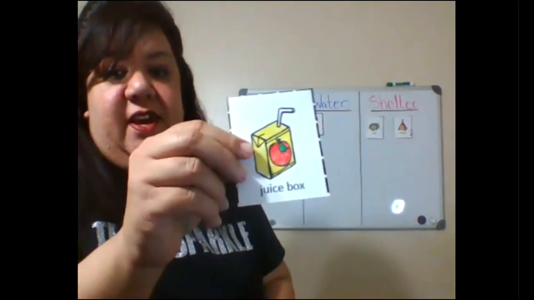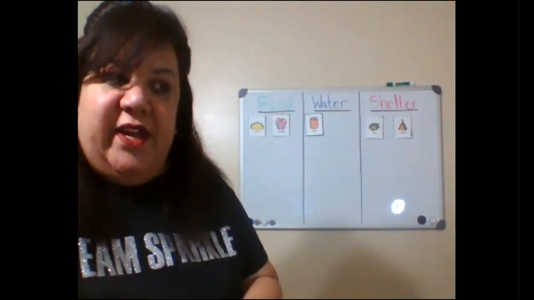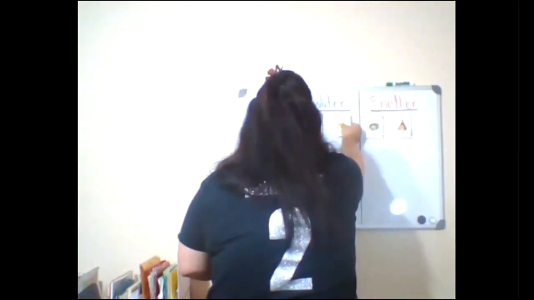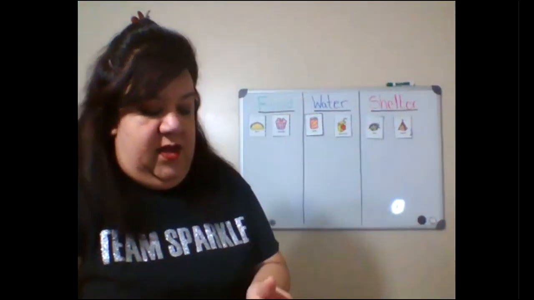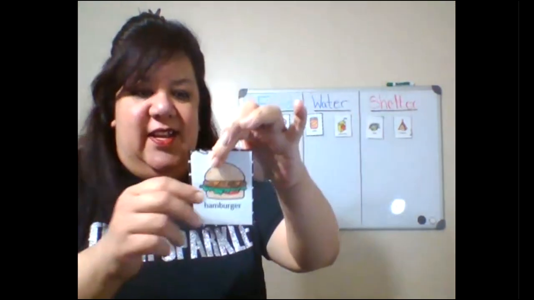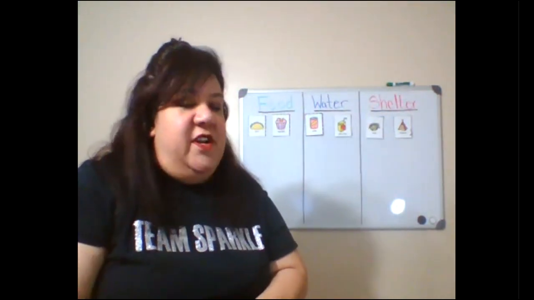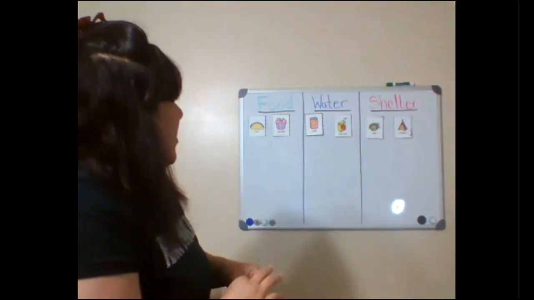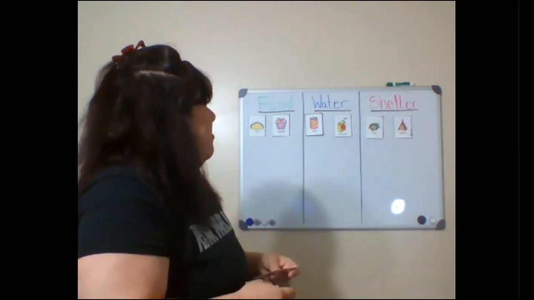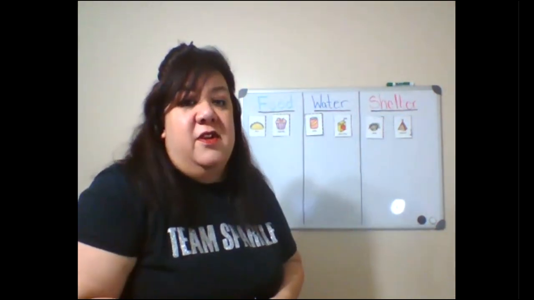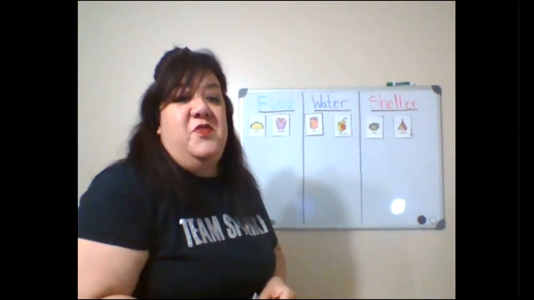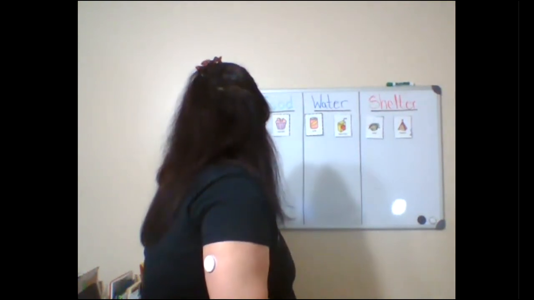I also have a juice box, which is something we drink. Juice has water in it, so I'm going to put it here under the water. Soda, juice box, taco, and cupcake. Hamburger. We eat hamburgers. We don't drink them. If you could drink a hamburger, I probably wouldn't want to try it. So I'm not going to put it under water. And you can't live in a hamburger. No, you can't. I know somebody out there is saying, I could live in a hamburger. No, you can't live in a hamburger. We eat hamburgers.